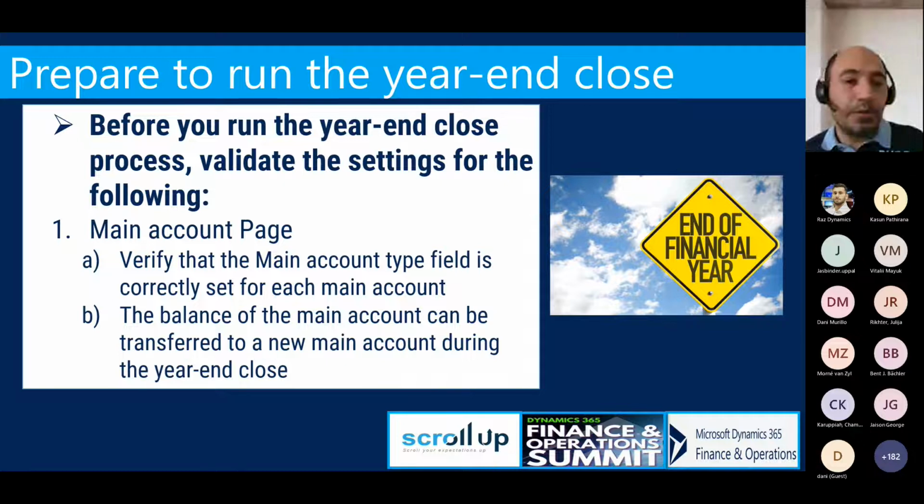In the first year, you have a lot of main accounts that you need to validate. After that, every year you just have to check these main accounts, and this is easy. The balance of the main account can be transferred to a new account during the year-end close, and this is also very important. If you would like to retire, block or stop an account, you can remove this account's balance and move it to a new main account. That applies only to the balance sheet, not to profit and loss, because profit and loss will be set to zero, so there is no balance.